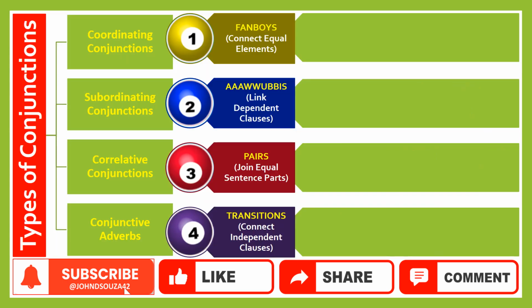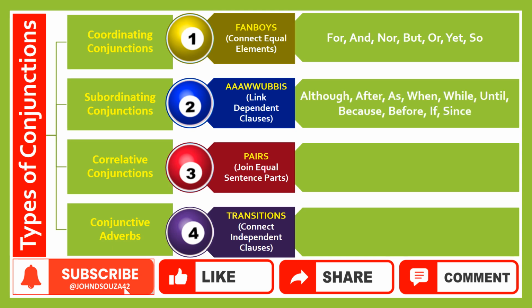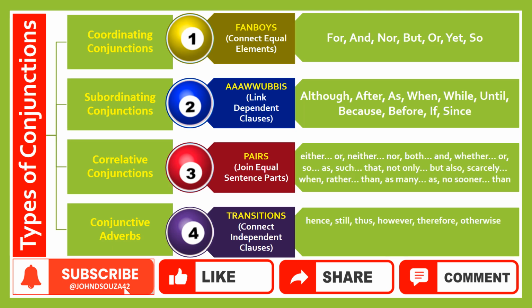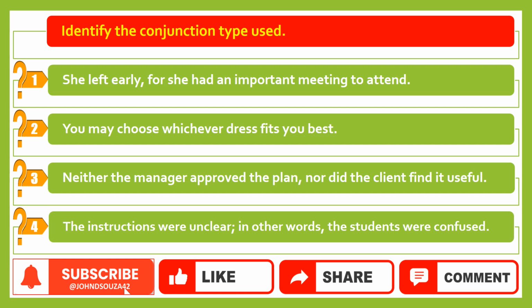Four categories of conjunctions exist. Coordinating, the FANBOYS, join equal parts. Subordinating, others, link dependent to independent clauses. Correlative conjunctions work in pairs to join equal sentence parts. And conjunctive adverbs act as transitions between independent clauses. Let's identify the conjunction type used.